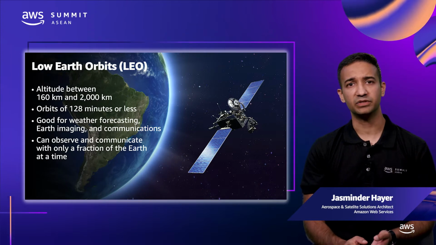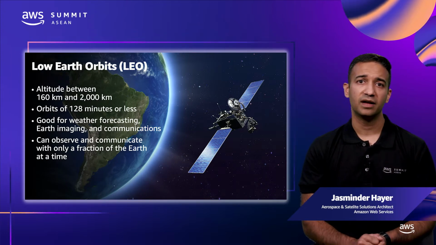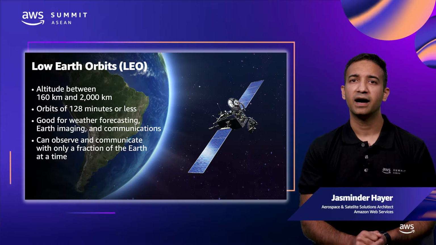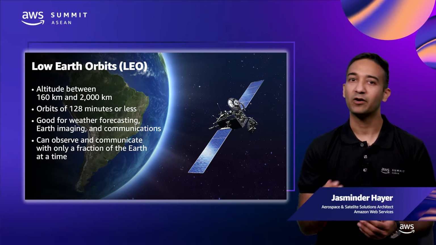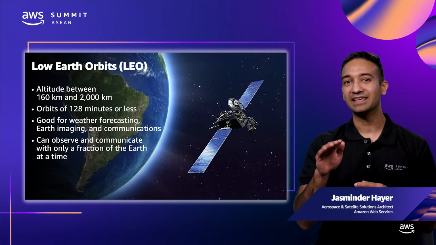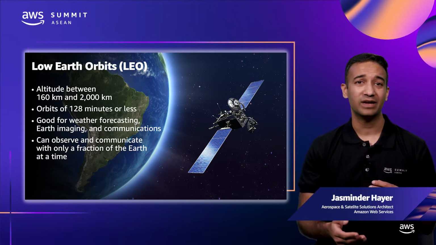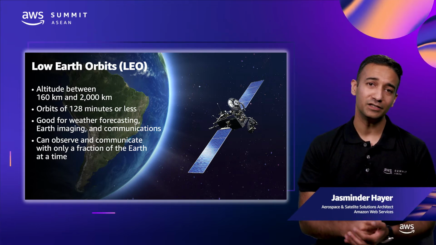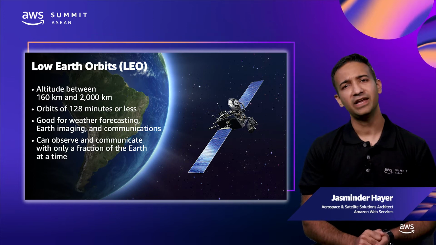As we discuss these use cases and Earth observation, I believe it is important to understand a little bit more about satellites and their orbits. You can think of orbits as highways around our planet where satellites are traveling. The first one is low Earth orbit, or LEO.